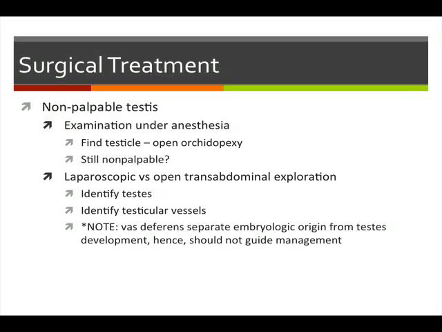When you have a non-palpable testes, you should bring all of these patients in for an EUA. If you find the testicle, then great, you can proceed with orchidopexy. If it's still non-palpable, then the laparoscopic or open transabdominal exploration is warranted to look for the testicle and any testicular vessels. Once again, I want to reiterate that if you see a vas, it doesn't mean much because the embryologic origin is quite different, and so it doesn't tell you where that testicle might be.